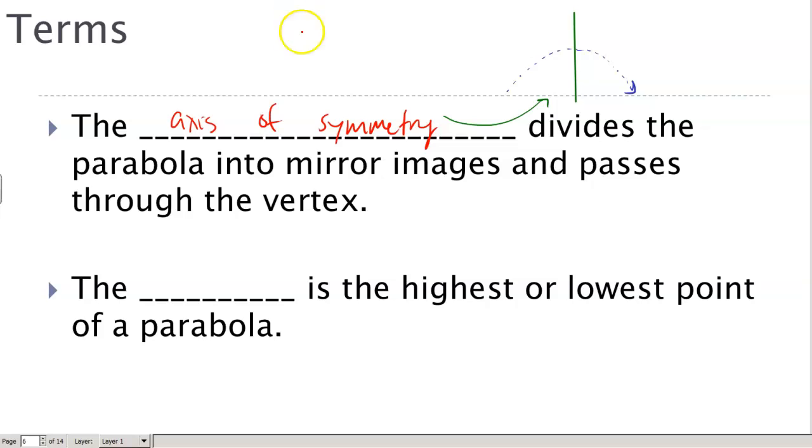The second thing that we're going to talk about for terms is the vertex. The vertex is the highest or the lowest point of a parabola.